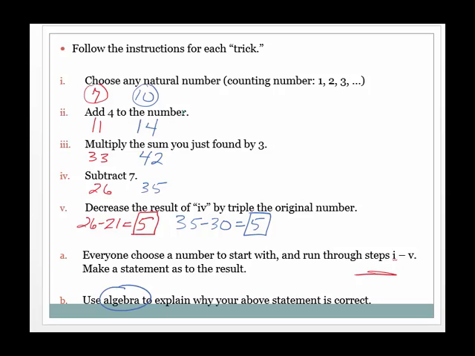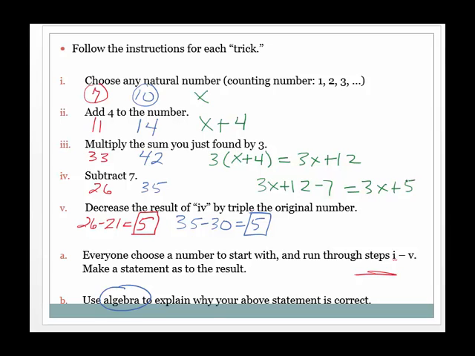So let me grab green. Let's use some algebra. Let's say our number we are starting with is x. Add 4 to that number. Well, we get x plus 4. Now multiply that by 3. So we have to take 3 times x plus 4. Well, that gives us 3x plus 12. Subtract 7 from that. Well, when I take 3x plus 12 and subtract 7, that gives me 3x plus 5, because 12 minus 7 is 5.